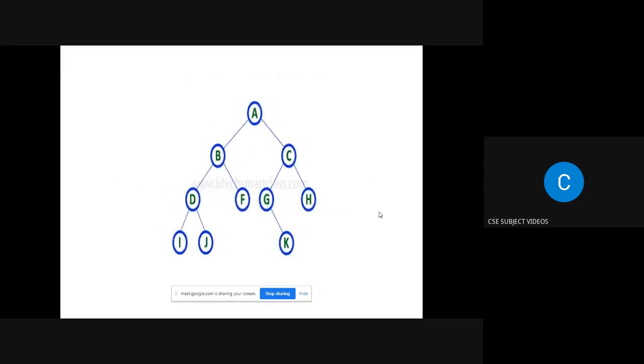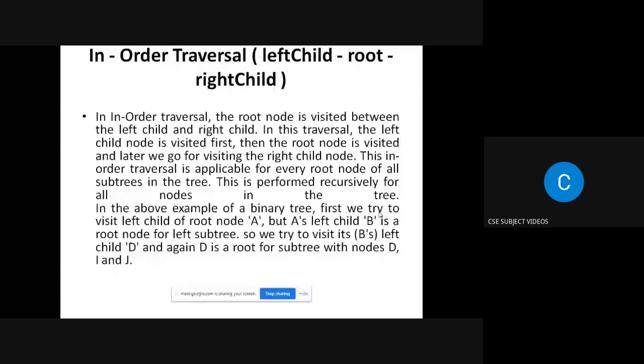So this is our binary tree. In-order traversal is nothing but we will visit the left child, root, right child. In in-order traversal, the root node is visited between the left child and the right child. In this traversal, the left child node is visited first, then the root node is visited, and later we go for the right child node. This order is applicable for every root node of all the subtrees in the tree, and is performed recursively for all the nodes in the tree.